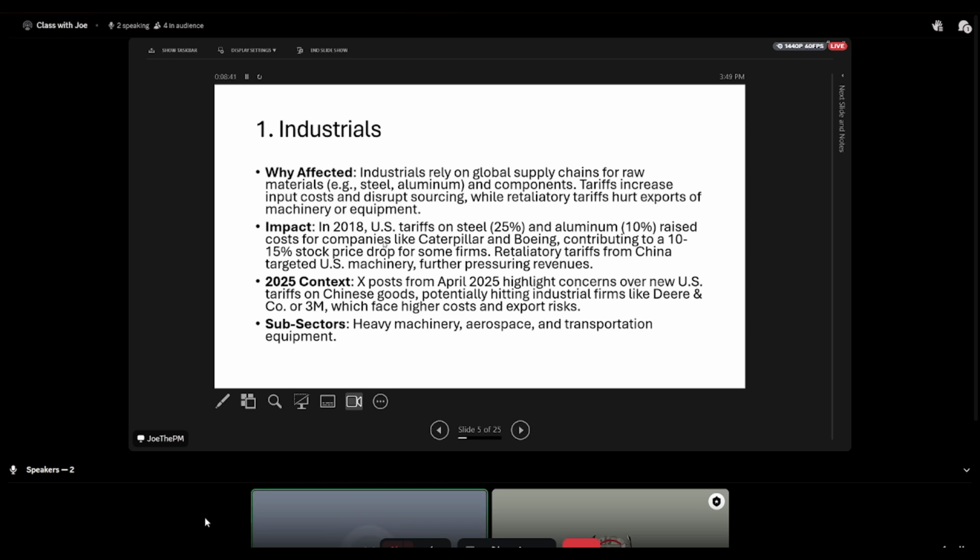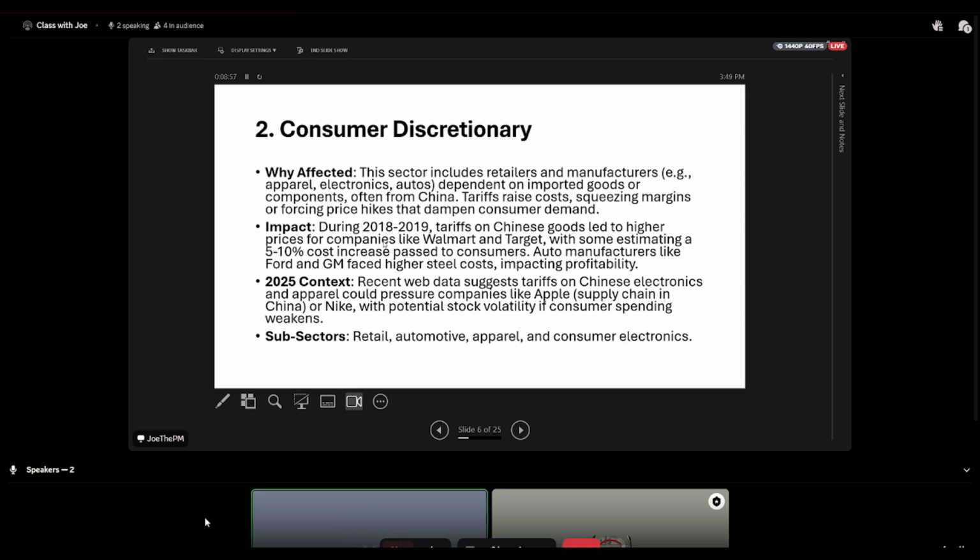So the companies that are going to be crushed are Deere and Caterpillar. Anybody in the aluminum and steel industry has a lot of issues to worry about here. Again, at the bottom, heavy machinery, aerospace, et cetera. That's pretty logical in my opinion.